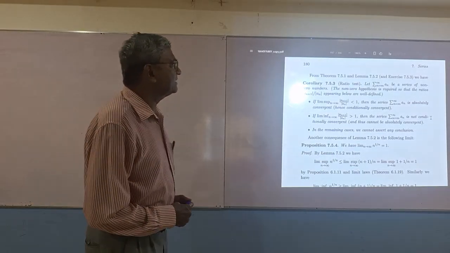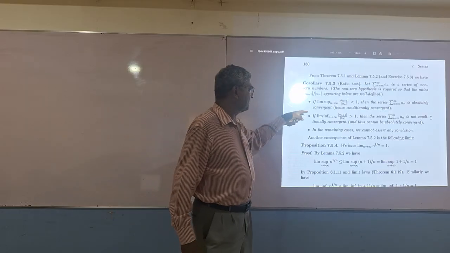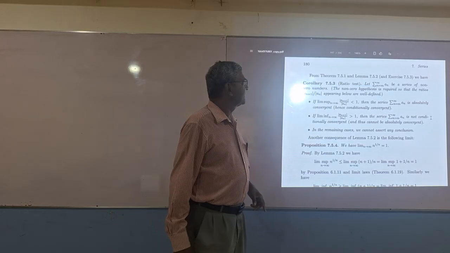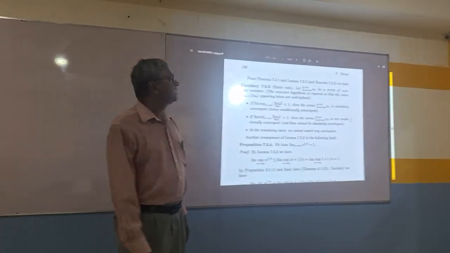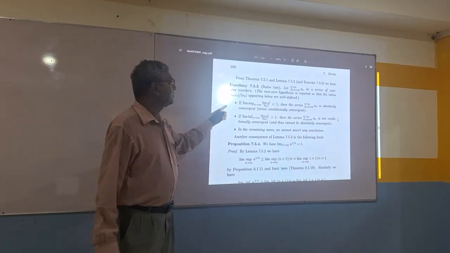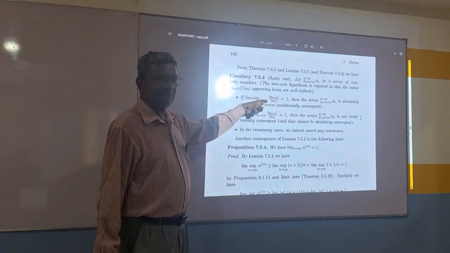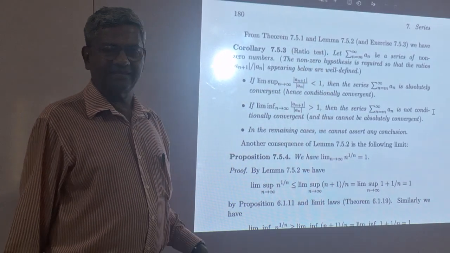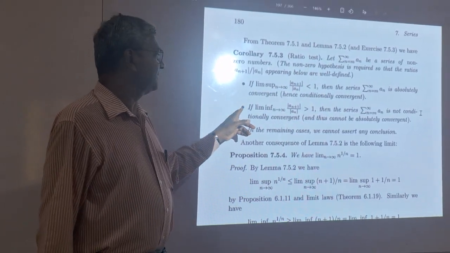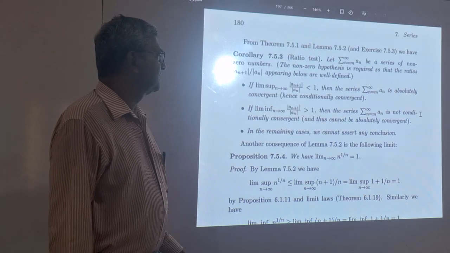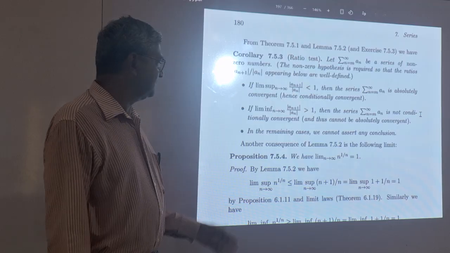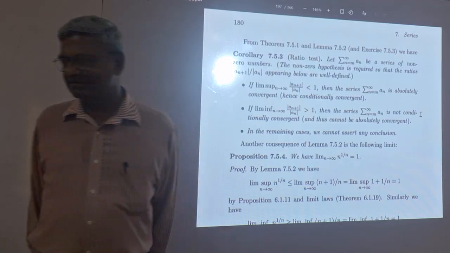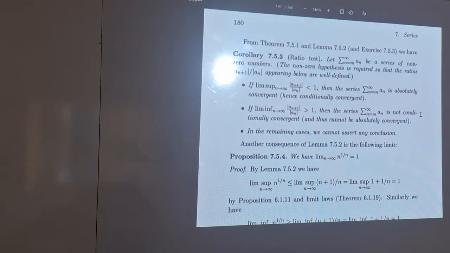Anyway, what I was going to say is that the statement of the ratio test is parallel to the statement of the root test. The root test also says if the lim sup of the nth root of |a_n| is less than 1, then the series is convergent. And if the lim inf of the nth root of |a_n| is greater than 1, then the series is divergent. Otherwise, no conclusion. So let's prove this anyway.